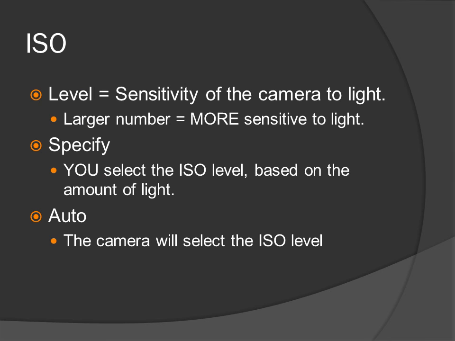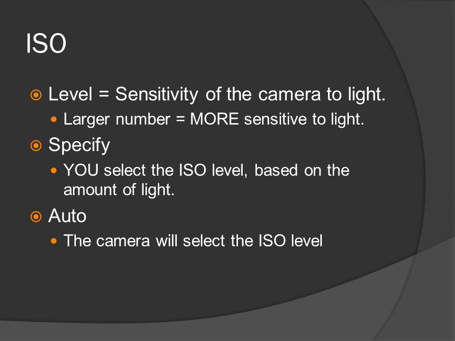ISO level. ISO level is the sensitivity of the camera to light. Larger number means it is more sensitive to light, so you can shoot at night games or in the gym. If you have a lower number, your camera may not be sensitive enough to shoot night games or gym games.